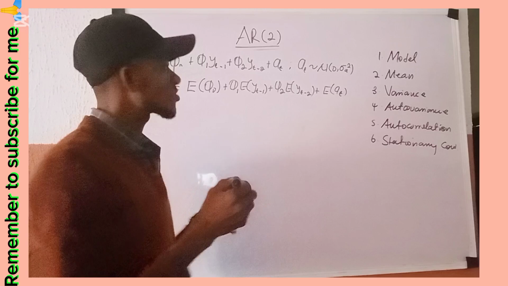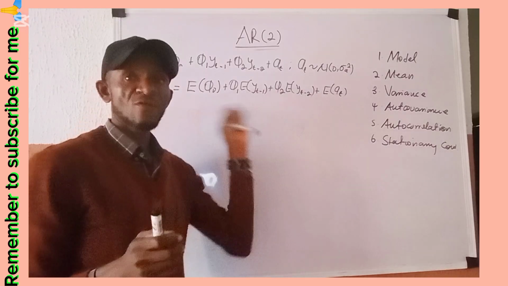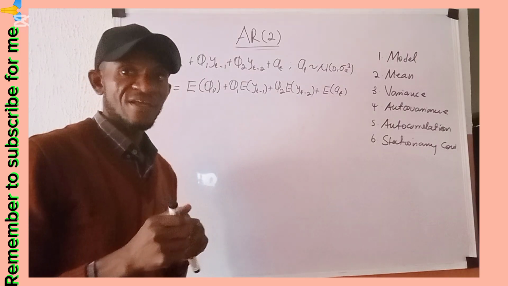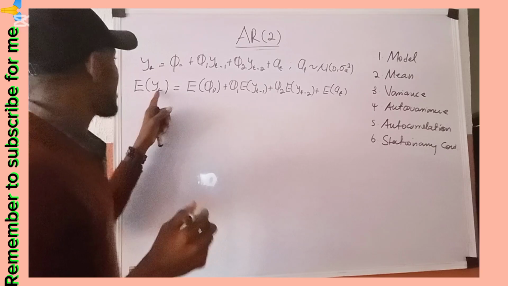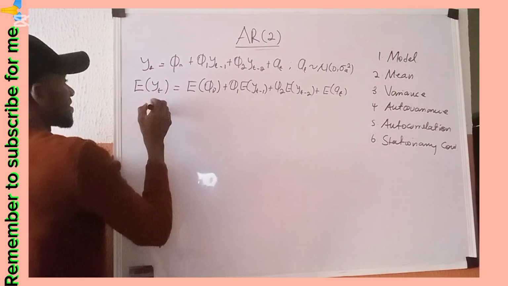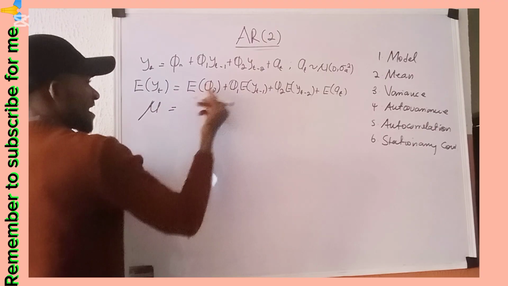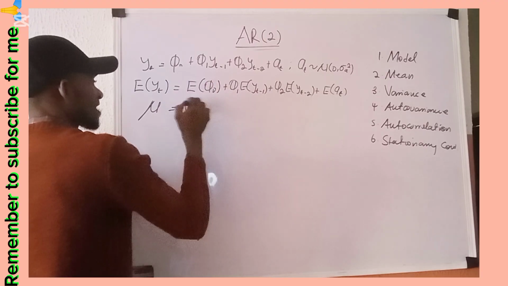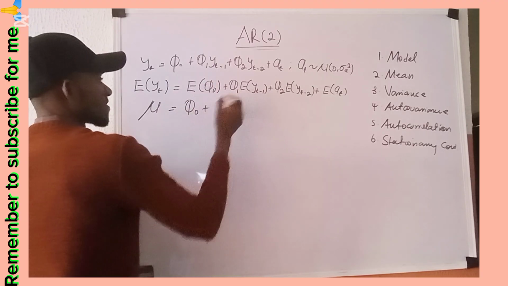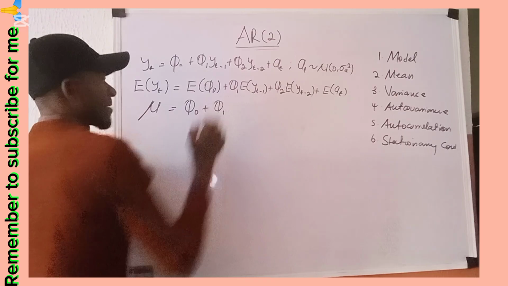Okay? What I have just done now is to take the expected value of both sides of the model. And of course, the expected value of this y of t is given as mu. The expected value of a constant is a constant, phi naught. Here becomes phi 1.